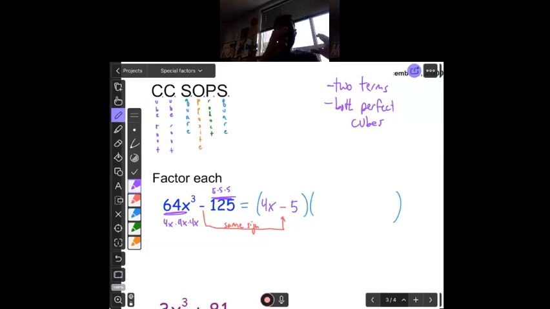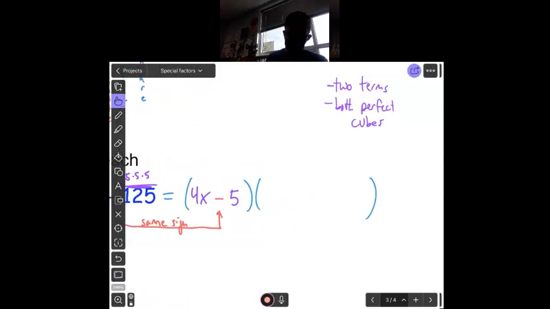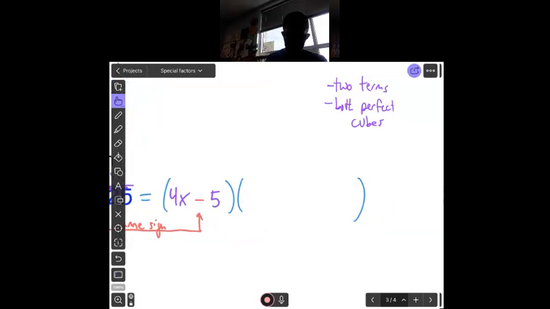The SOPS does not deal with the original problem. I'm done with the original problem. The SOPS is all about that binomial. So I'm just going to focus on this now. Manipulate that.